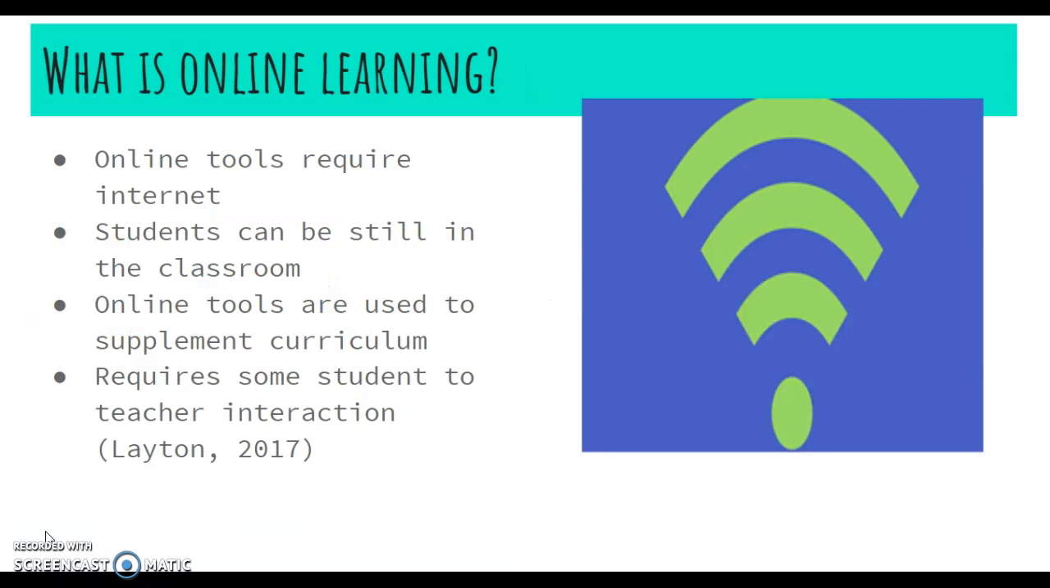Online learning is more teacher-based. So online learning also requires internet and some sort of device. Students, of course, can still be in the classroom. With online learning, the teacher has already taught part of the concept to them, given students a base knowledge, or they're working on taking that knowledge to the next level.